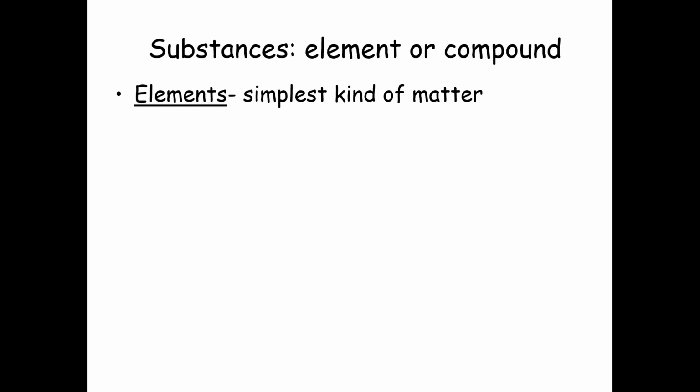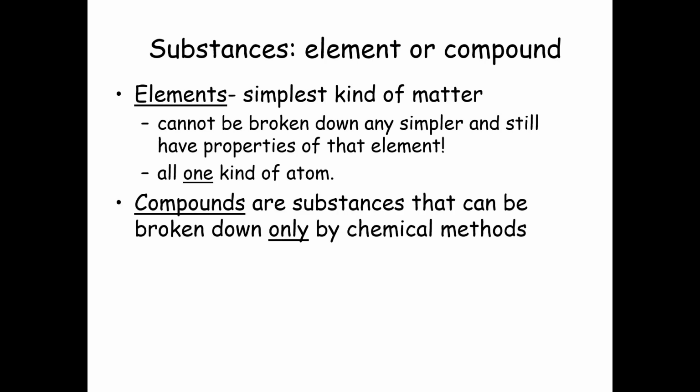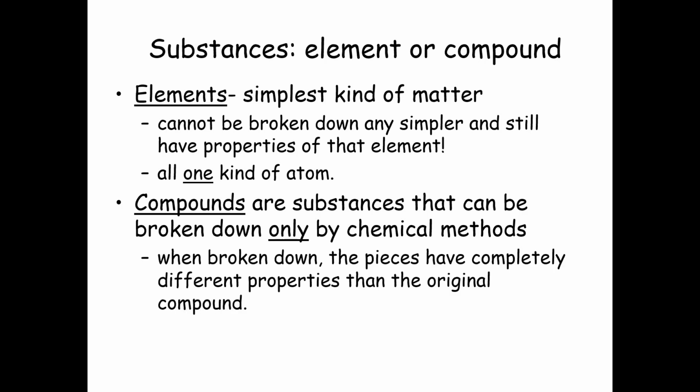What are elements? Elements are the simplest types of matter which cannot be broken down into simpler substances. Compounds are substances that can be broken down by chemical means. When they are broken down, the pieces have completely different properties than the original compound. What does it mean? I will explain shortly.